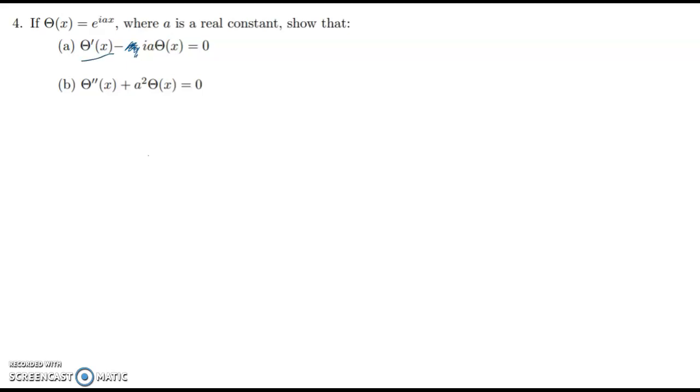It looks like we have to differentiate once, so let's do that. We have theta of x, this is the e to the x formula. We're going to use the chain rule: we differentiate the exponent i a x, and e to the power of i a x is just copied. So what we have is i a e to the power of i a x. So this is what we have.